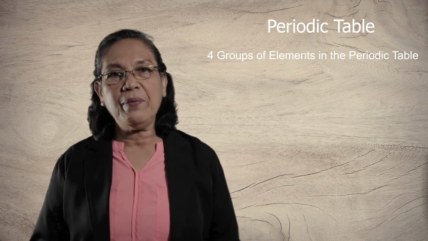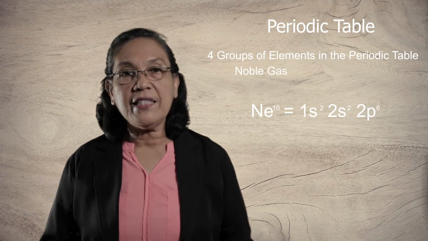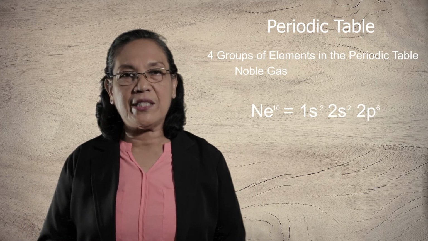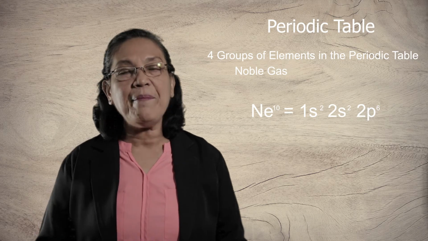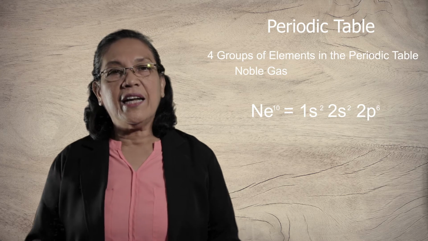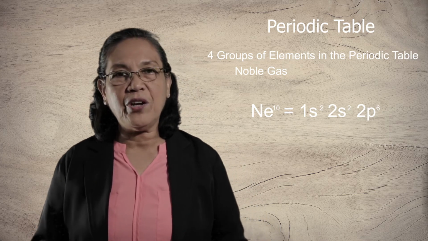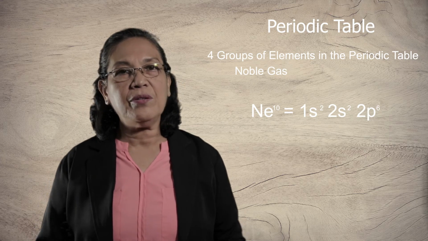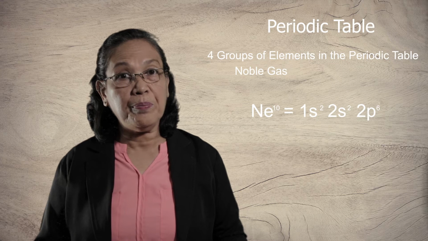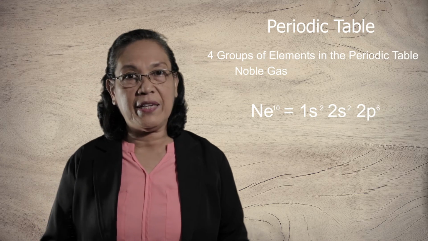Then there are what we call the noble gases. These are the 8A elements, and they fill up the p orbital completely. For example, neon. Neon has 10 electrons. So if you get the electronic configuration for neon, that is 1s2, 2s2, 2p6. So the p orbital is completely filled up.